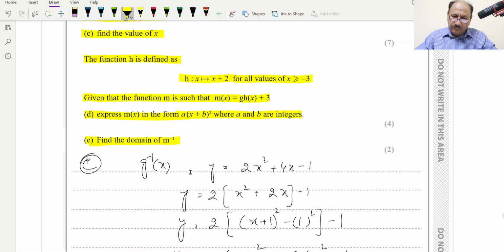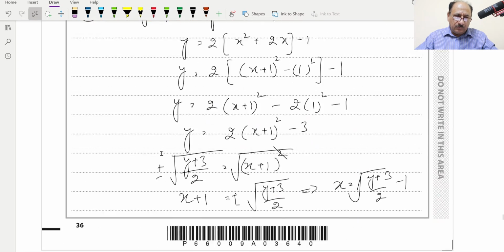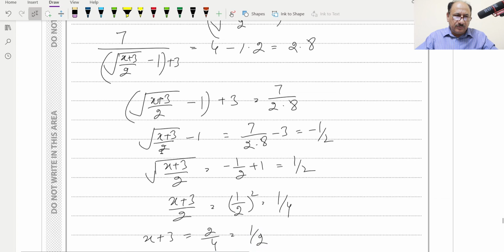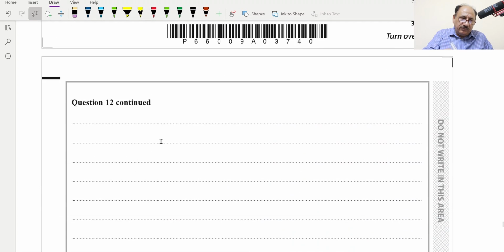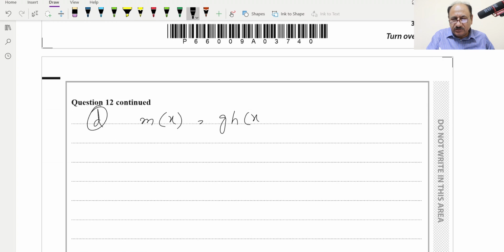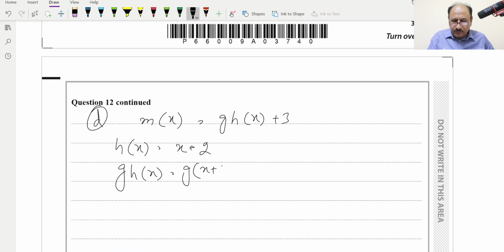So first we'll be solving D part, which is a 4-mark question. So m of x will be equal to what? It's given that this is g h of x plus 3, and h of x, we know, is equal to x plus 2, and g h of x will be what? G of x plus 2.